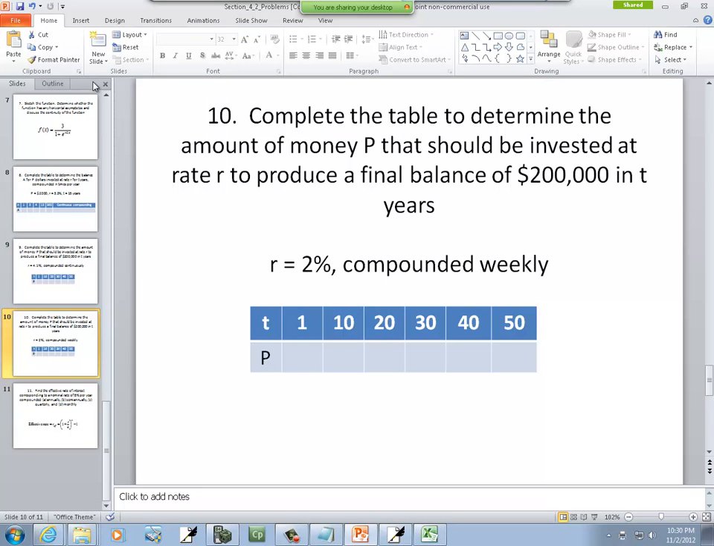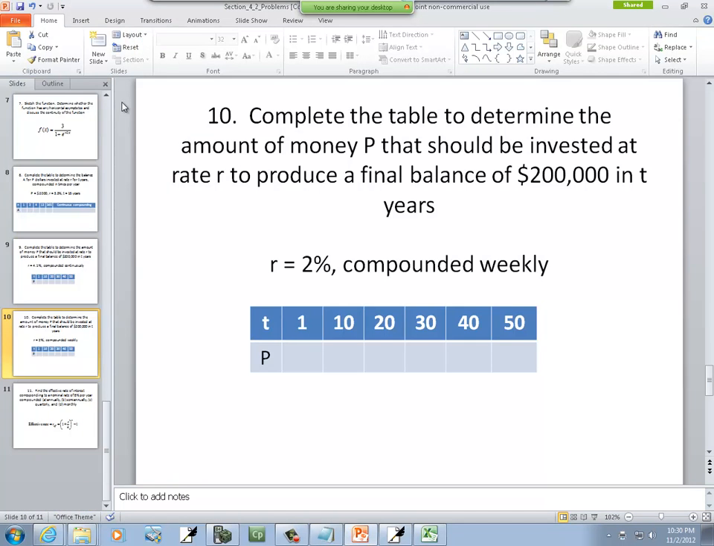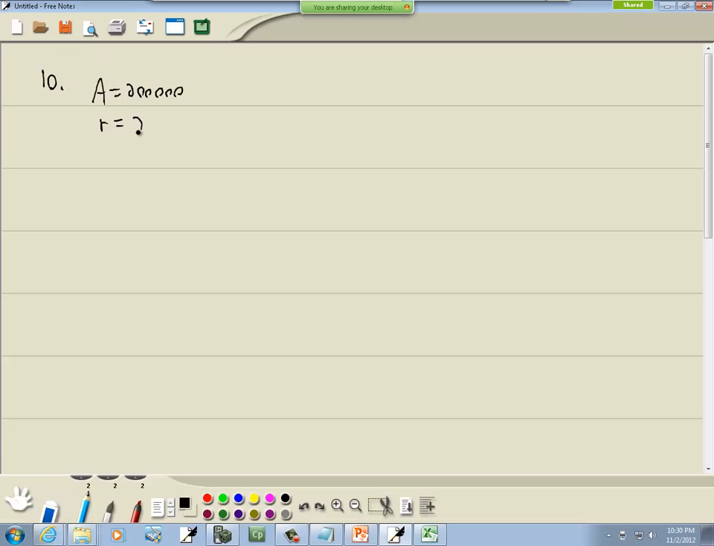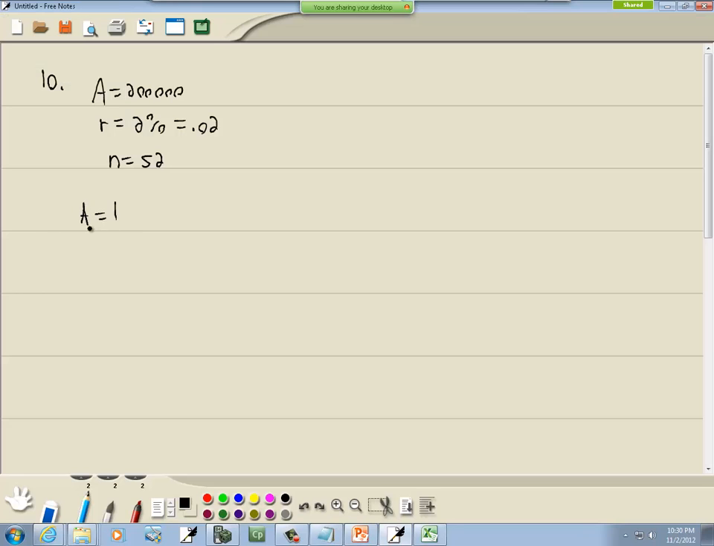And 10. Complete the table to determine the amount that should be invested to produce a final balance of 200,000. So A is 200,000. R is 2%, or 0.02, compounded weekly. That means N is equal to 52. And then they want to know for time T equals 1. Okay. Well, the formula we're going to be working with is A is equal to P times (1 plus R over N) to the NT power.